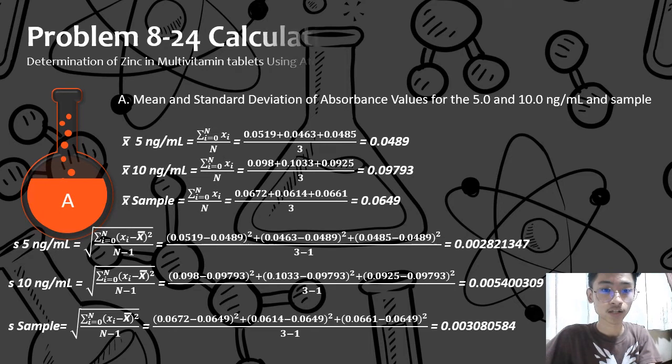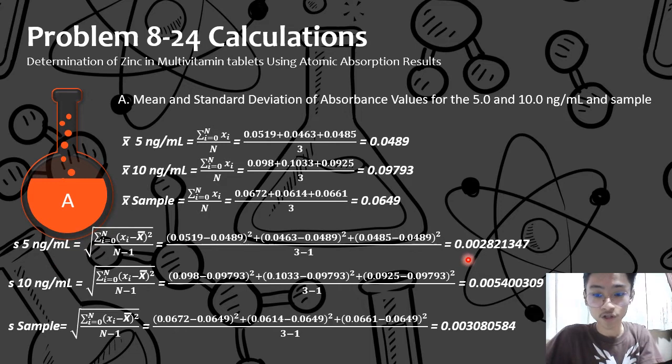Next, the calculations for the first problem. So here are the means of the concentrations from 5 to the sample and the standard deviation from 5 to the sample. We use the formula for mean and the formula for the standard deviation. We arrived at 0.0489 for the 5 standard, 0.09793 for the 10 standard, 0.0649 for the unknown sample.